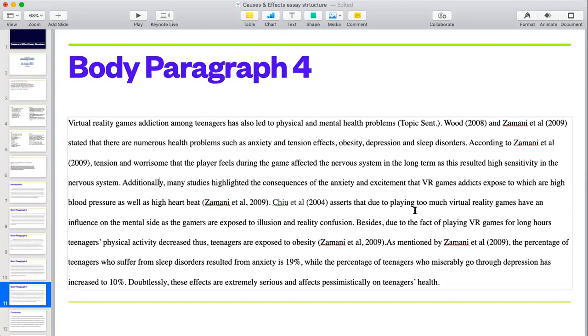Chu asserts that due to playing too many virtual games, reality has an influence on the mental side, as gamers are exposed to illusion and reality confusion. Besides, due to playing VR games for long hours, teenagers' physical activity decreased, thus teenagers are exposed to obesity. The percentage of teenagers who suffer from sleep disorders resulting from anxiety is 19%, while obesity is 10%.